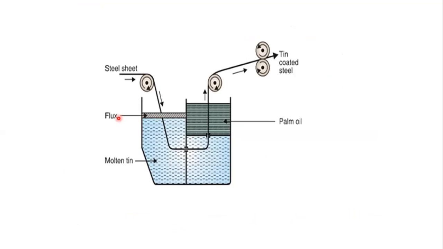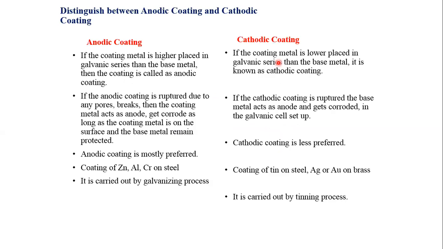So this is the diagram that we use in the tinning process. It is passed through the palm oil to prevent against the corrosion process. Then the uniform coating is not there. To get the uniform coating, it is passed to the roller. You can see here one more path to collect the excess, and then finally you will get your coated material.